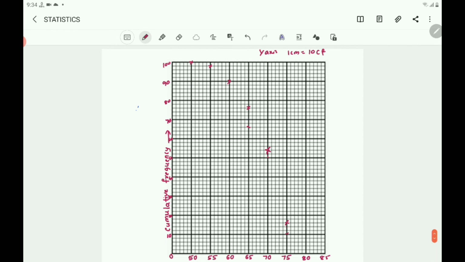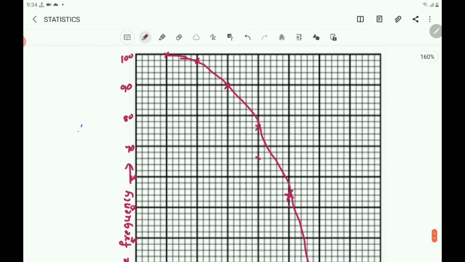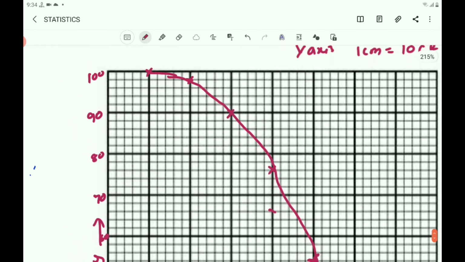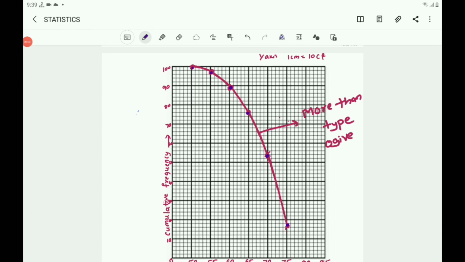Now you join the points here. Got the curve here. This is a more than type ogive, and see the difference between the less than type ogive and more than type ogive. In less than type ogive, we are taking the upper limit on the x-axis, and in more than type ogive, we are taking the lower limit on the x-axis. For more than type ogive, you plot the points from the upper portion to the lower portion. In the less than type ogive, we locate the points from the lower portion to the upper portion.